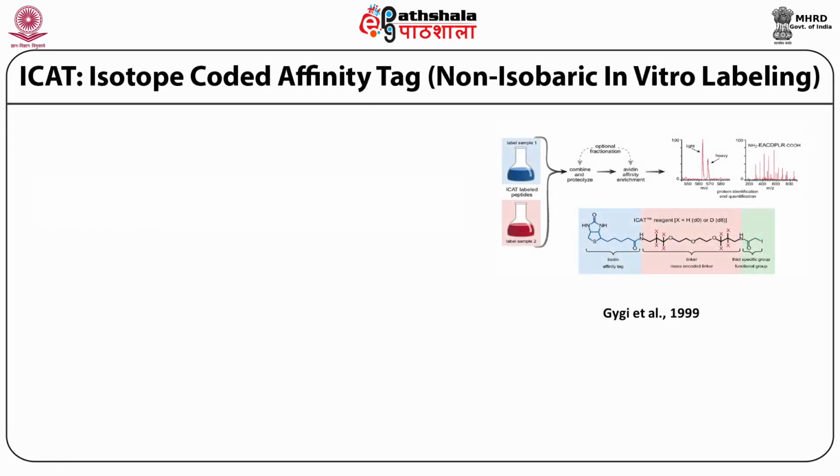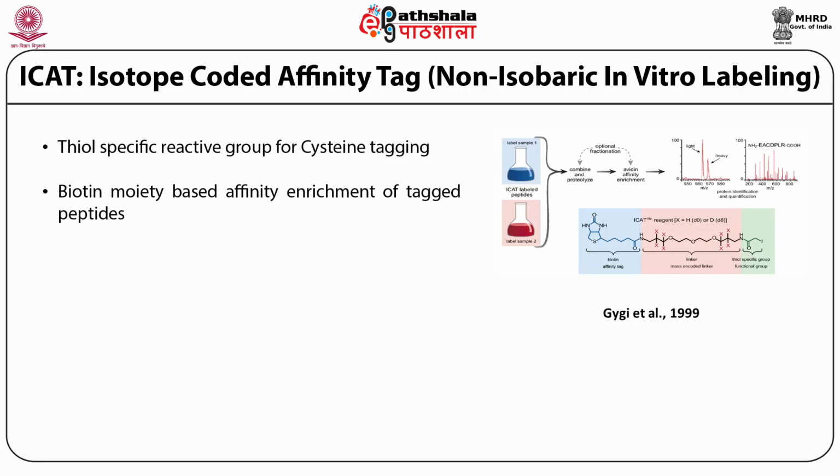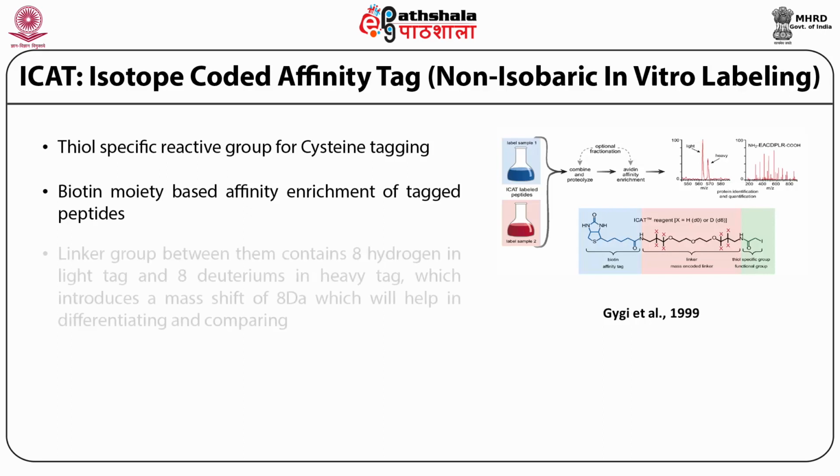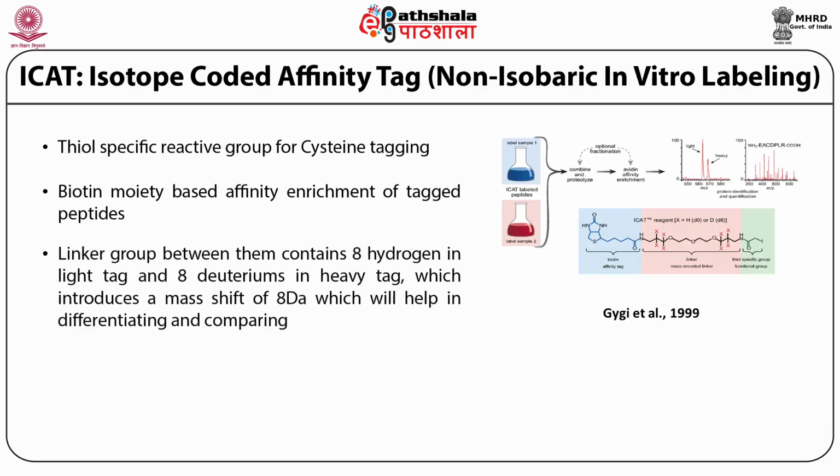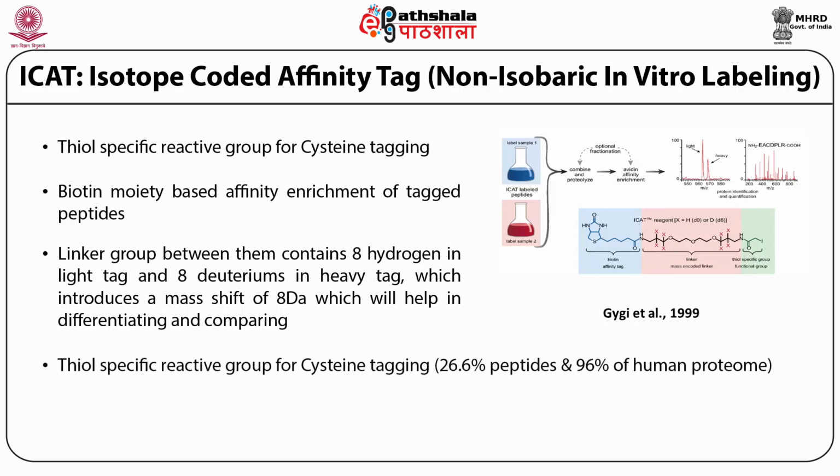ICAT, or isotope coded affinity tag, is a non-isobaric in vitro labeling technique. In this technique, thiol-specific reactive groups for cysteine tagging are used. Biotin moiety-based affinity enrichment of tagged peptides takes place. The linker group between them contains 8 hydrogens in the light tag and 8 deuteriums in the heavy tag, which introduces a mass shift of 8 Dalton, which will help in differentiating and comparing. The thiol-specific reactive group for cysteine tagging is 26.6% peptides and comprises 96% of the human proteome. This limitation is sometimes overcome by isotope coded protein labeling.